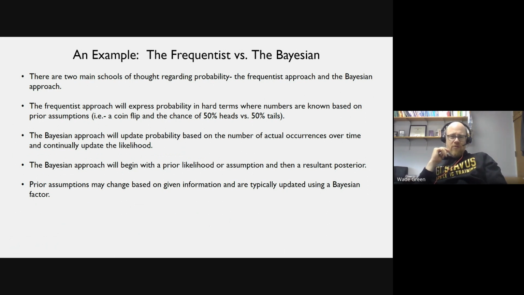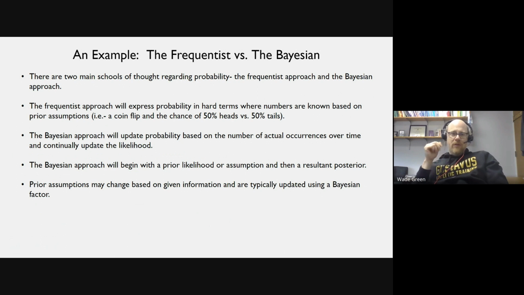So we have two approaches: the frequentist approach and the Bayesian approach. The frequentist approach will always express the probability in hard terms, like 50%. So a coin flip is either a 50% chance of heads or a 50% chance of tails. There's two sides to a coin, tails on one side, heads on one side. That's all you got, right? 50-50. But the Bayesian approach will essentially update the probability based on the number of actual occurrences.